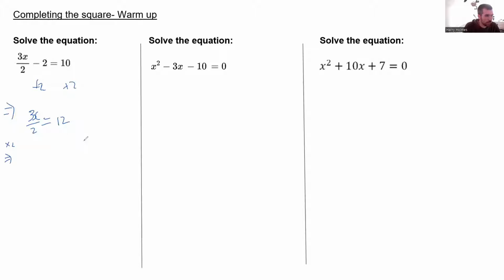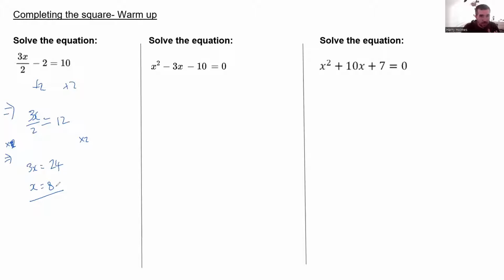And again, it's not necessary to write the steps down. I'm doing that really just to show you, or attempt to show you, what my thinking is here. So times both sides by 2, and then we're left with 3x equals 24. And now the final step, divide both sides by 3. I'm not going to write it down. And we're left with x on the left-hand side and 8 on the right.